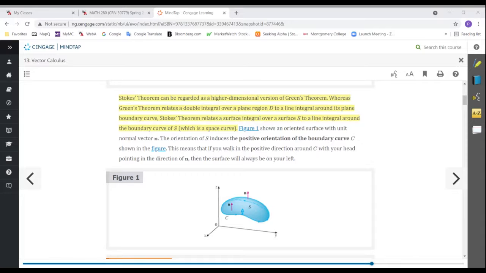And positive orientation means that if you walk in the positive direction around the curve C with your head pointing in the direction of the normal vector, the surface will always be on the left. That stands for positive orientation. Are there any questions so far?